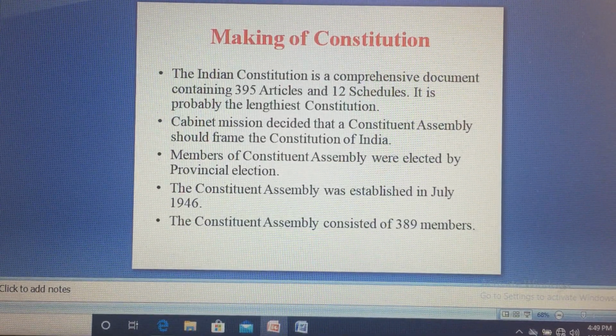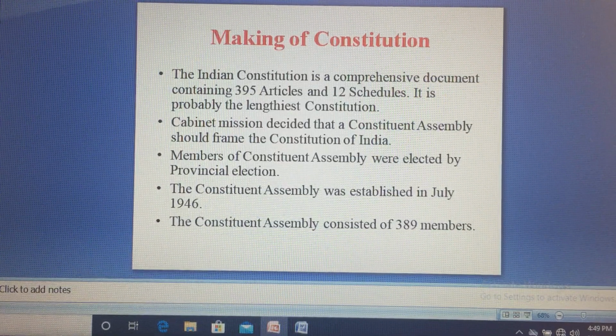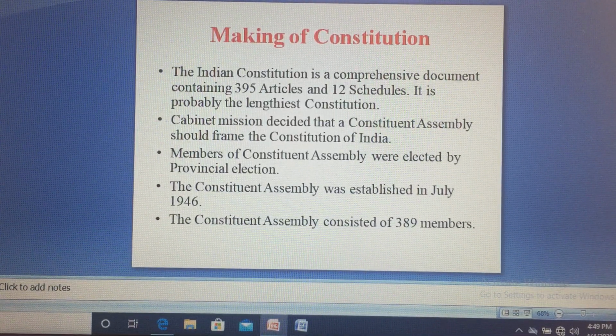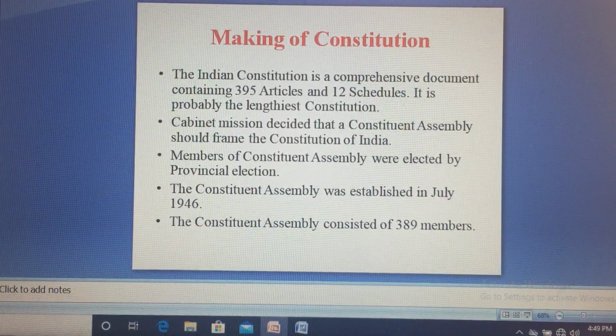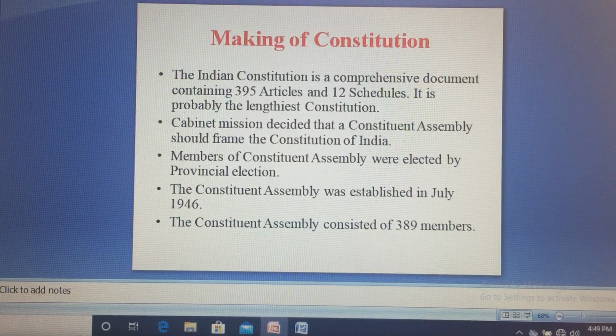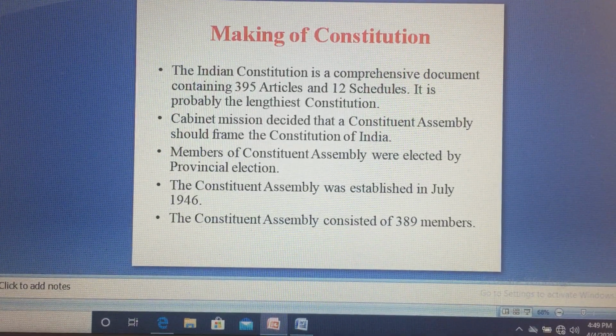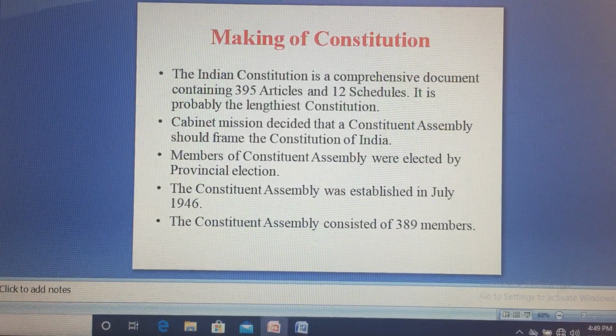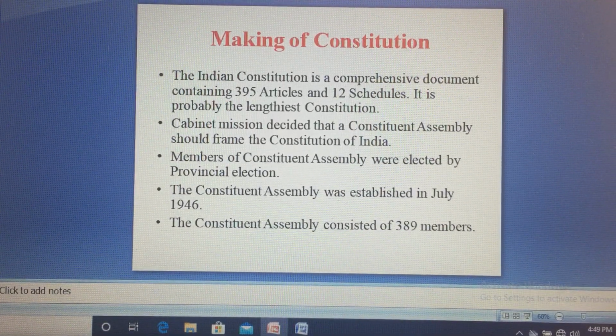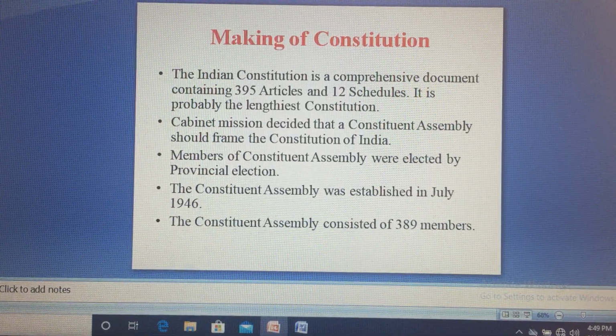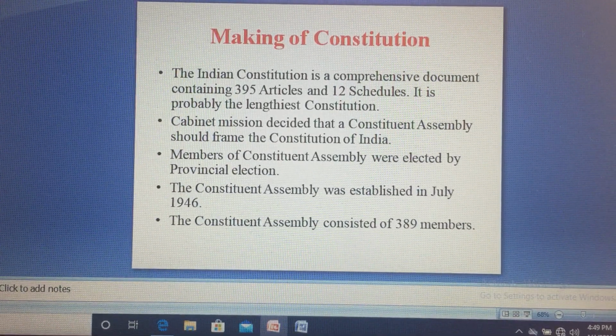The Cabinet Mission decided that the Constituent Assembly should frame the constitution. I'll explain the Cabinet Mission as well. Members of the Constituent Assembly were elected by provincial elections, and the Constituent Assembly was established in July 1946. The Constituent Assembly consisted of 389 members.